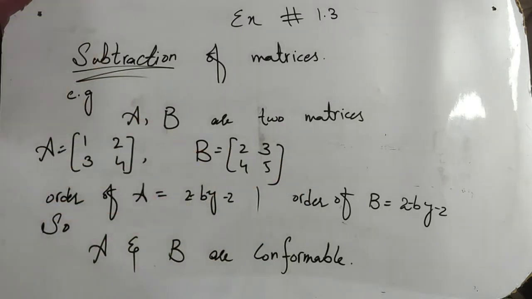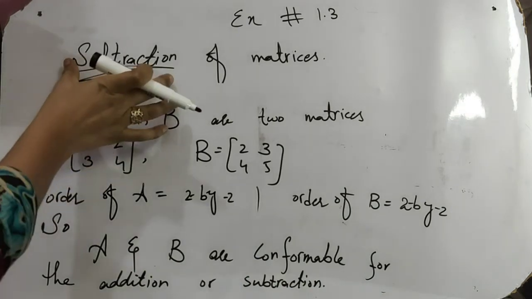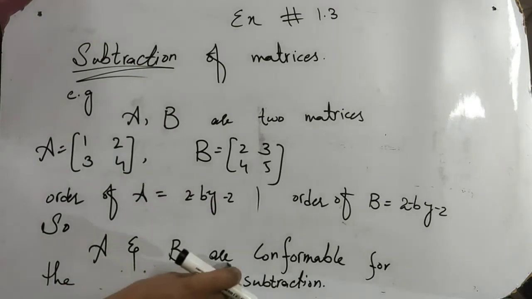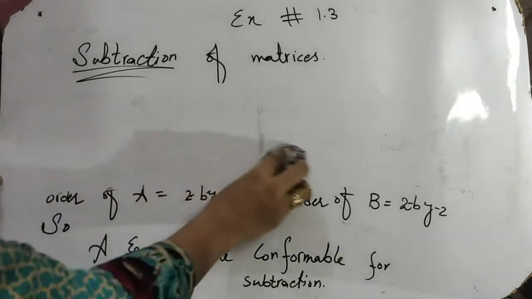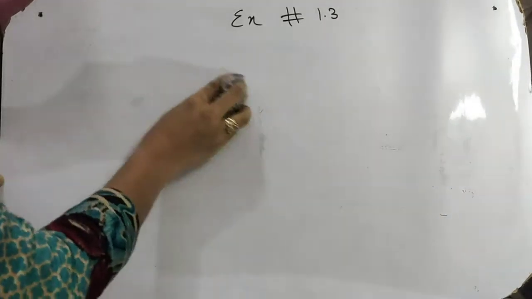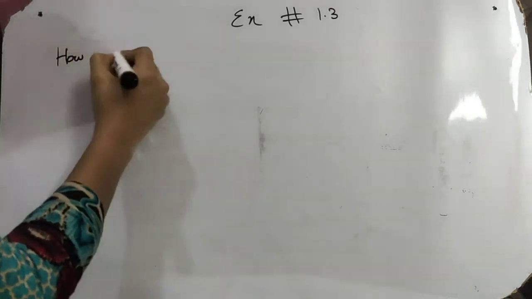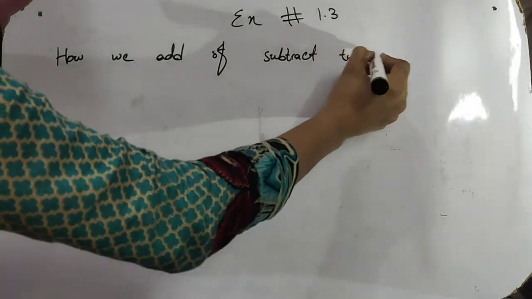A and B are both square matrices having the same order, so A and B are conformable for addition or subtraction. But here we discuss subtraction, so we can say it is conformable for subtraction. Now we learn how the addition and subtraction of matrices is done, how we add or subtract two matrices.